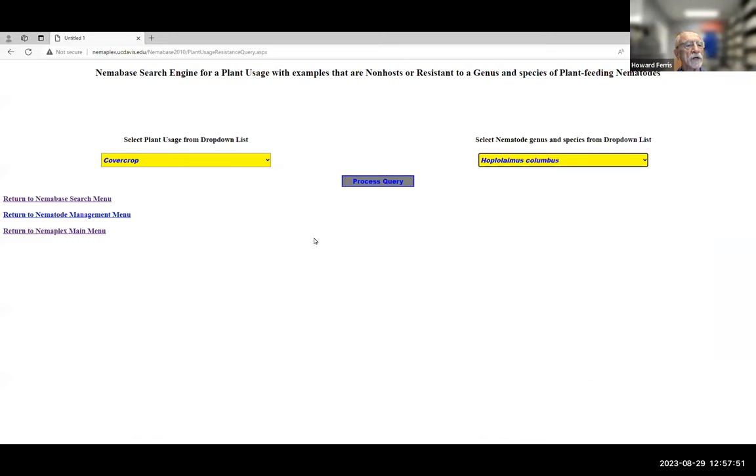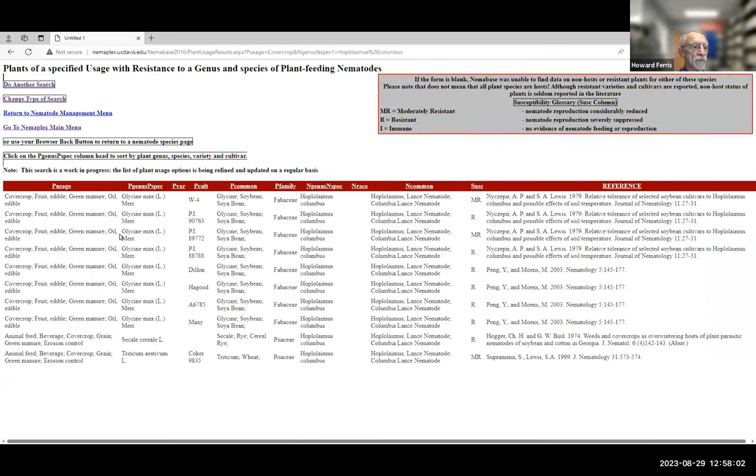So now I'm saying I want to grow a cover crop. I want to know what cover crops might be available, meaning they have resistance to Hoplolaimus columbus. And so there are very few of them. There are some varieties of soybeans they suggest might work as a cover crop or a green manure, and various species of crops that might be available. If we wanted more information, notice that they're all resistant or moderately resistant to the nematode.